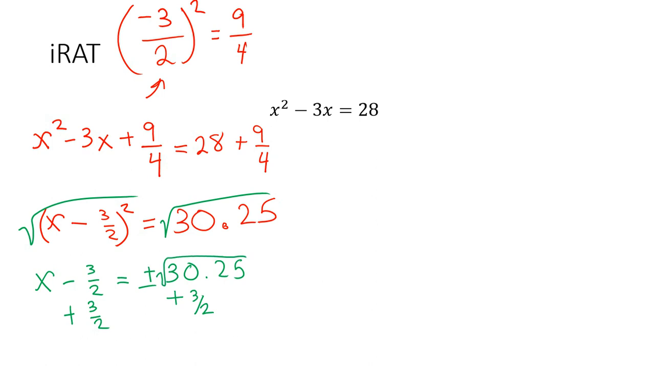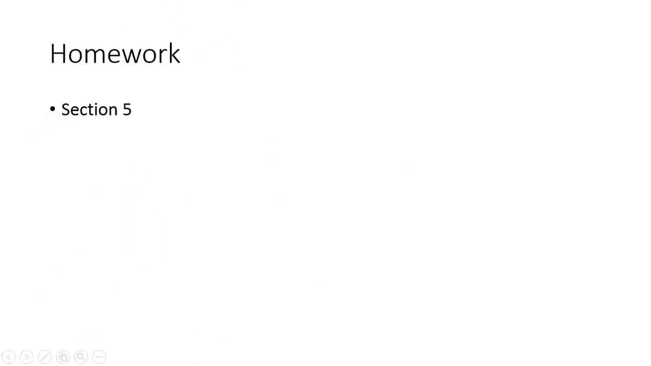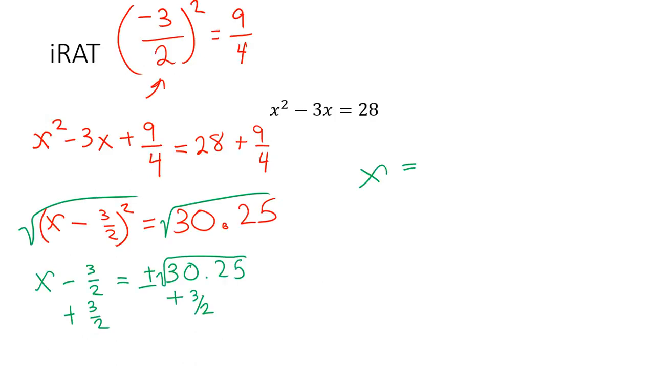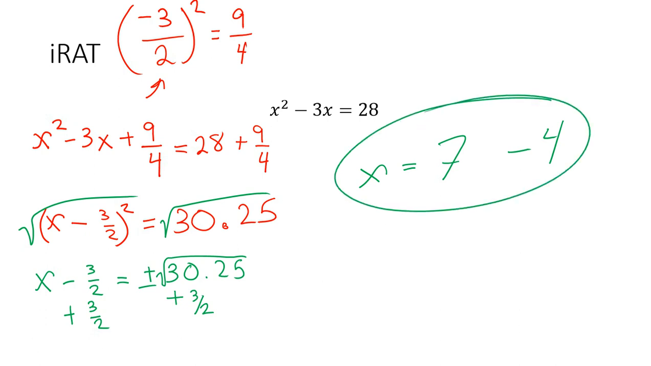So now for our answers, in decimal form, we end up with 7 and negative 4. And those would be our answers. And yeah, so that's completion of the square.